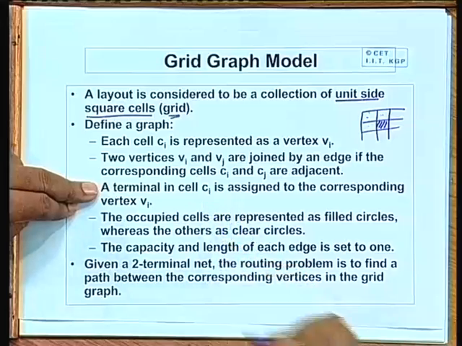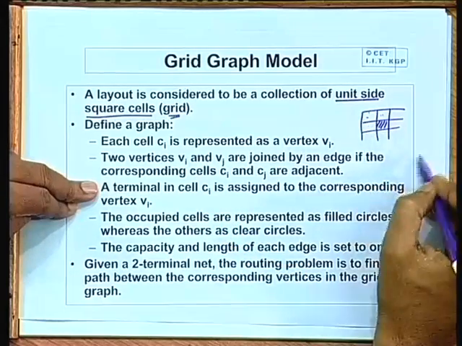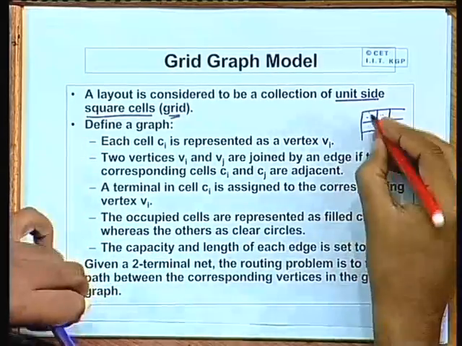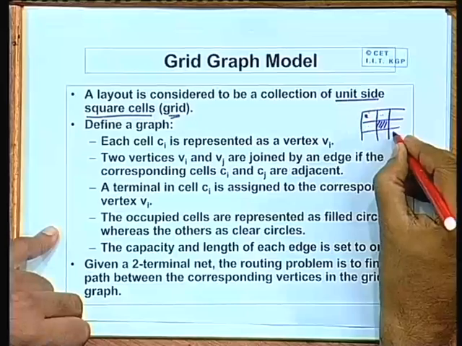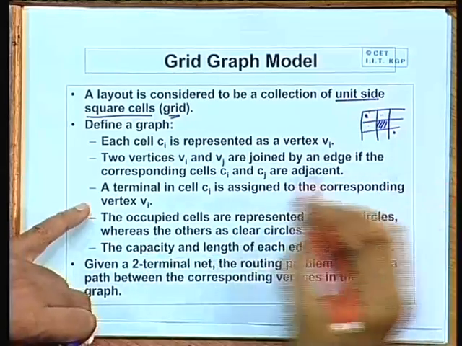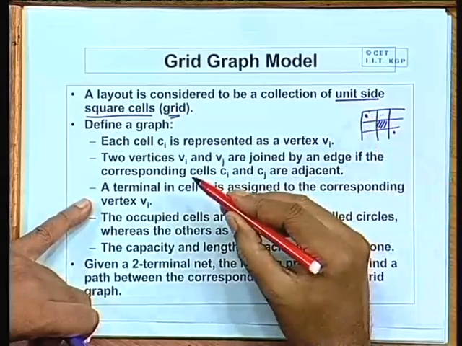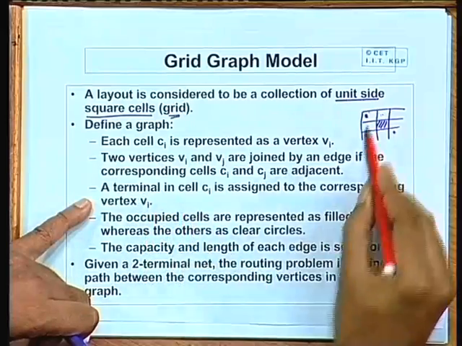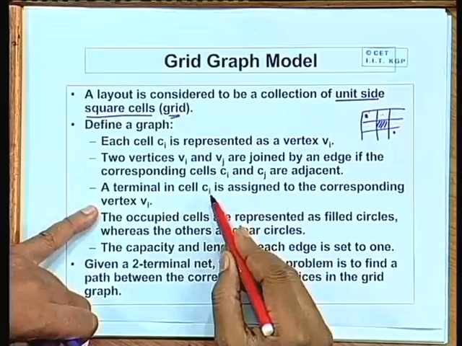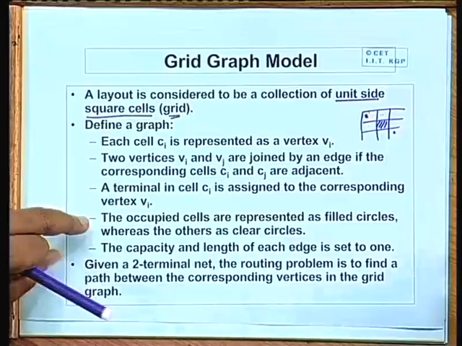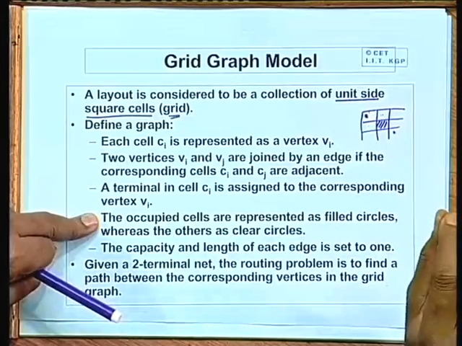This is just a representation of the area in terms of grid. Suppose I have a net list where a point which is located somewhere here has to be connected to a point located somewhere here. So, this particular terminal will have to be assigned to the corresponding vertex in the graph. If the terminal resides within cell Ci, then with respect to the graph we will have to consider the vertex Vi. The occupied cells are marked with a special tag. Even in the graph there are two kinds of vertices, one are the occupied vertices, other are the free vertices.